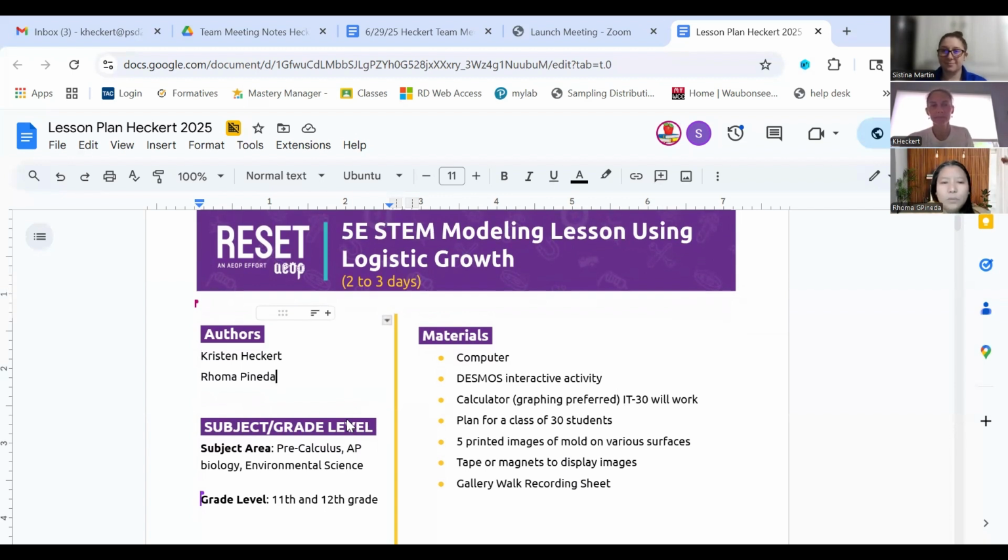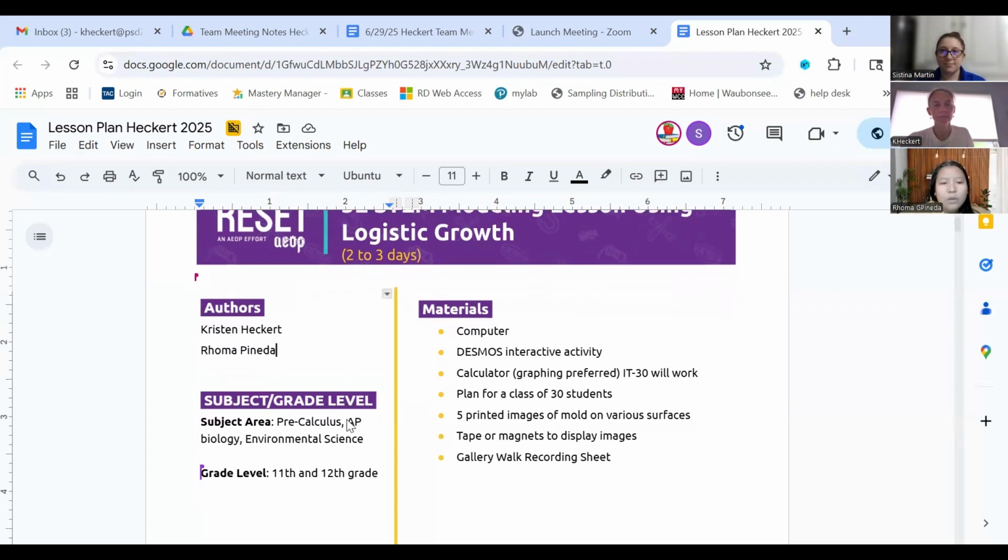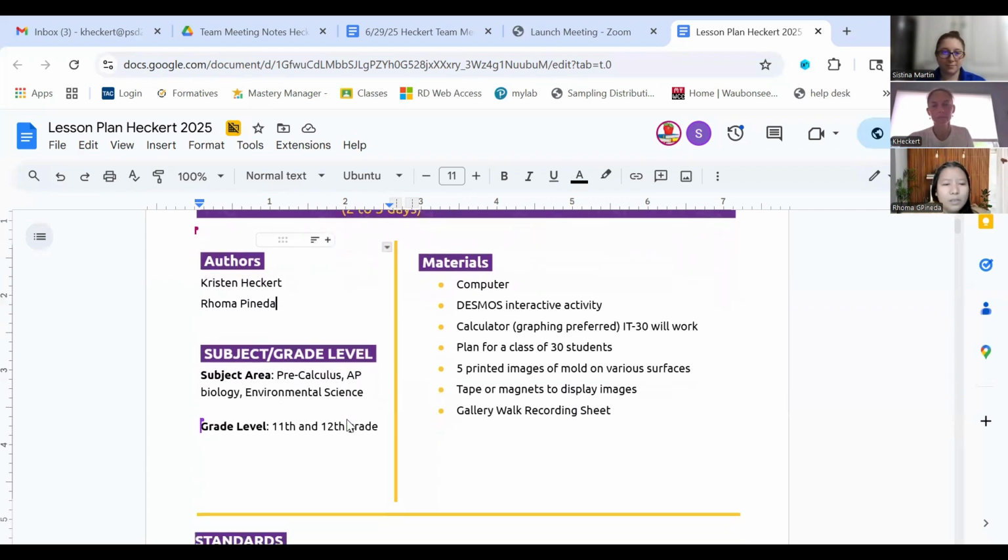We're here to discuss the 5E STEM modeling lesson using logistic growth. This lesson will take approximately 2 to 3 days, and we are targeting students taking pre-calculus, AP biology, and environmental science.